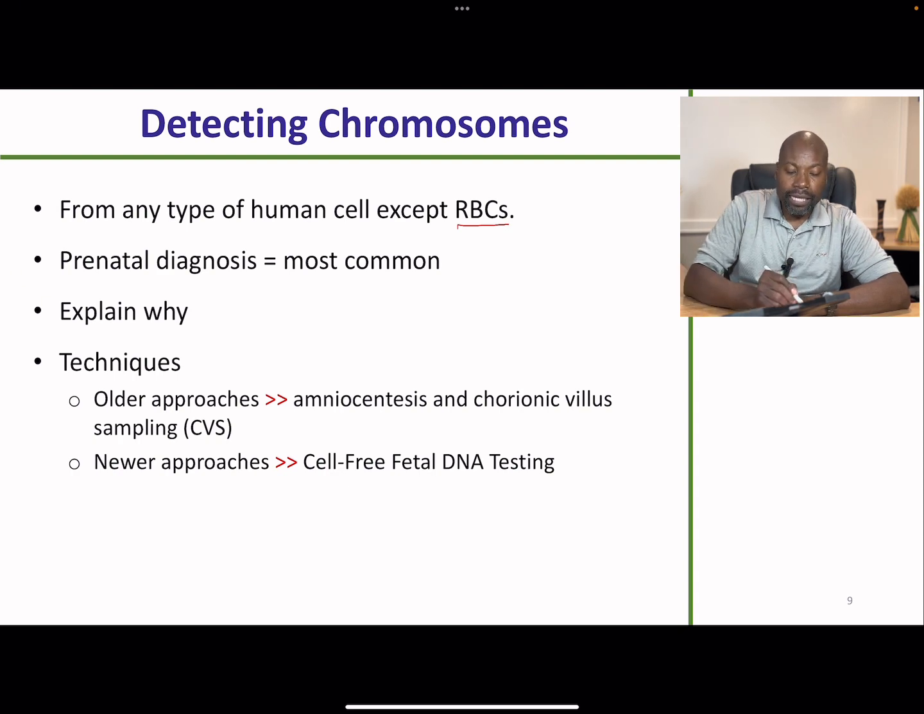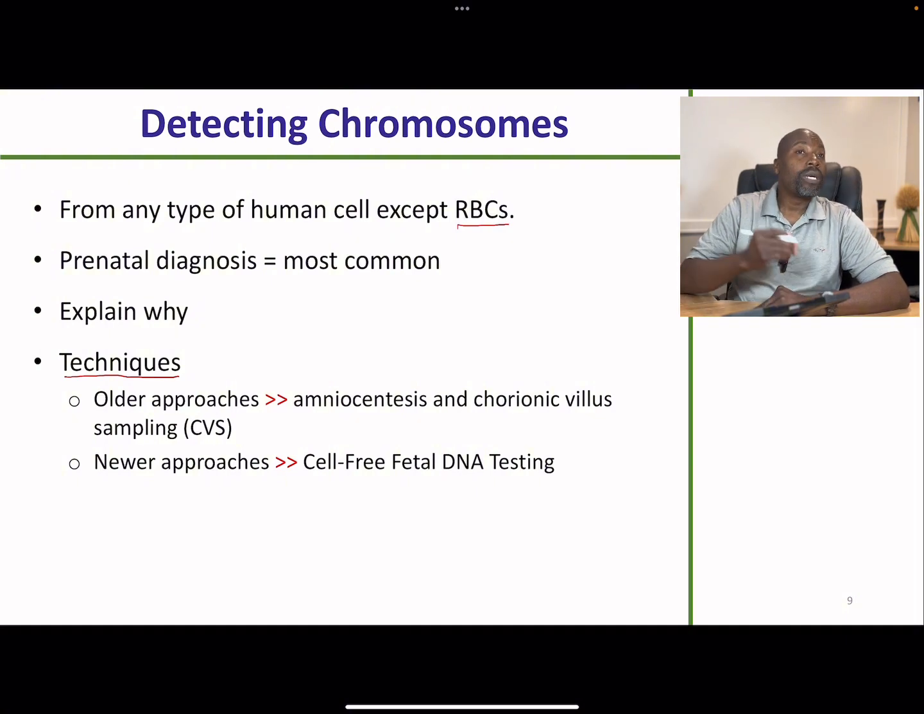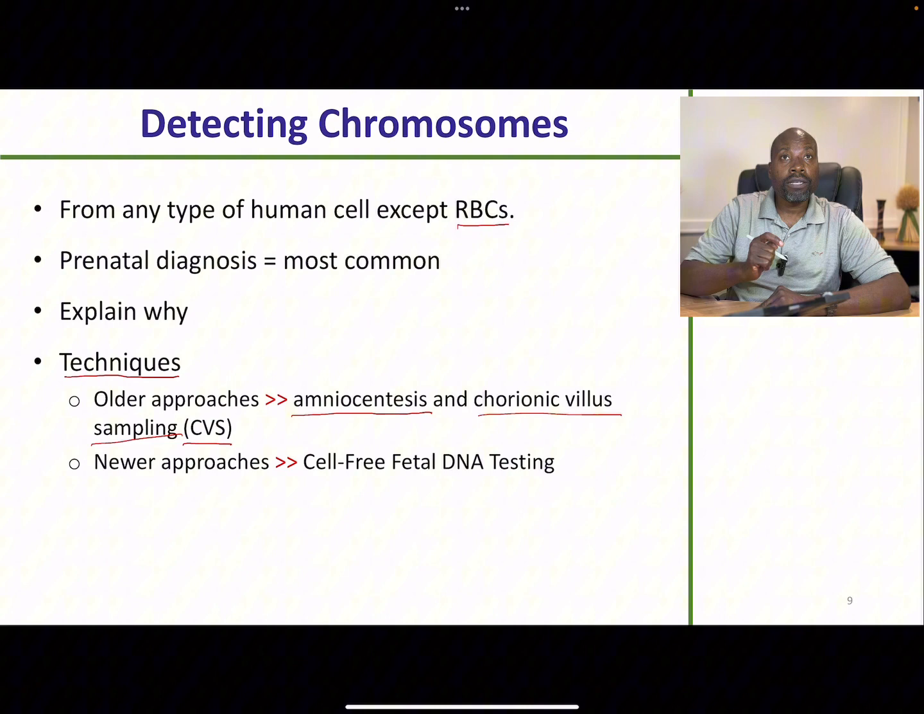Now, what are the techniques that are used for detecting chromosomes? We have amniocentesis and chorionic villus sampling, or CVS. I'm going to address that. And these are the relatively old approaches that are still in use today. And we have newer approaches, including the cell-free fetal DNA testing.